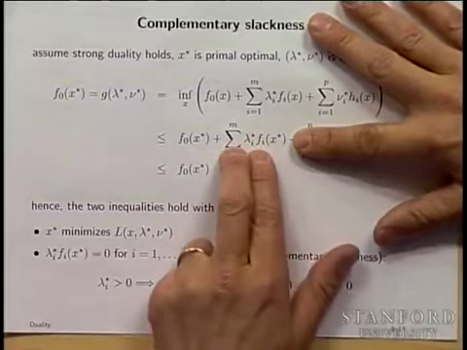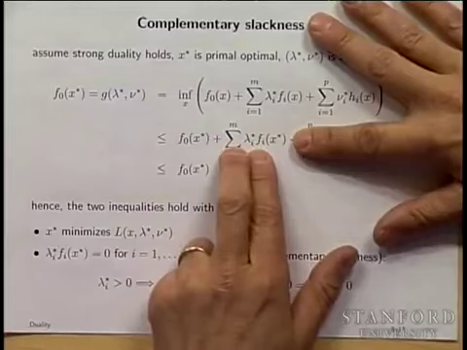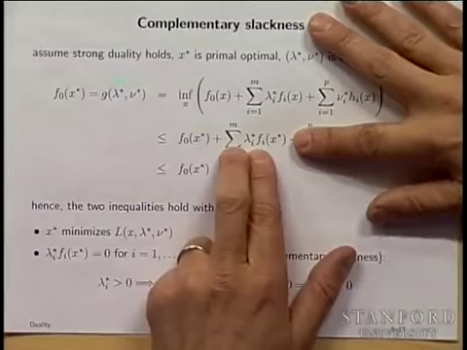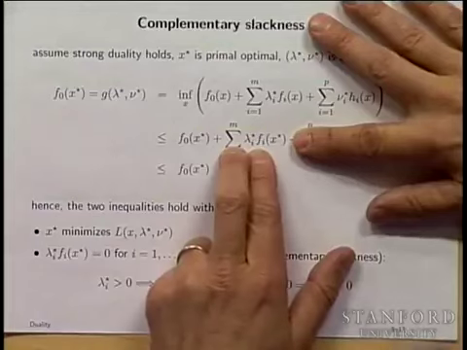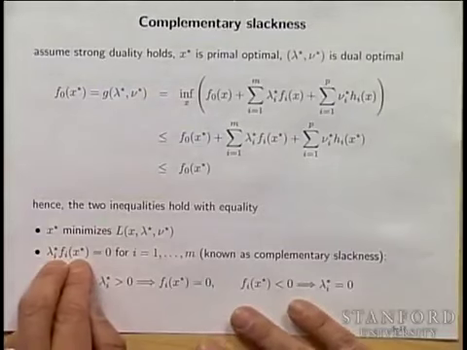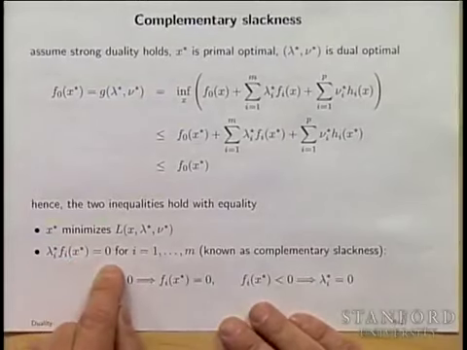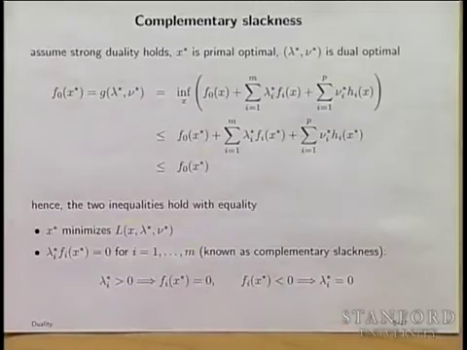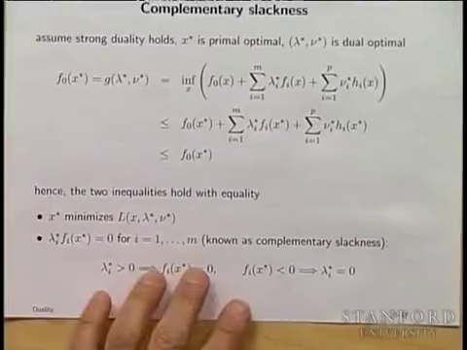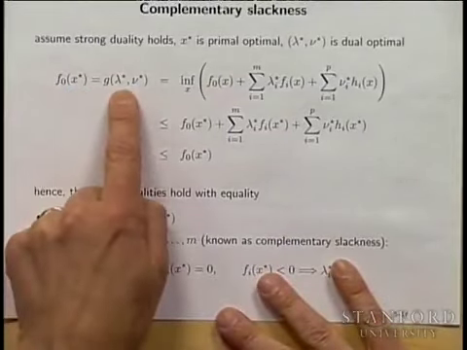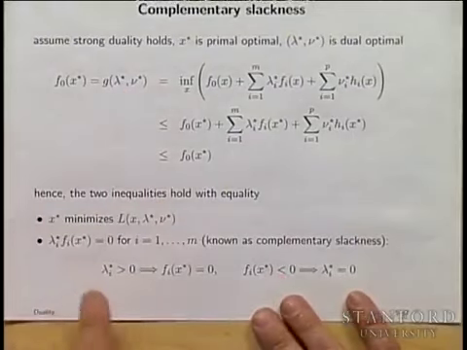But there's more than that. Wait a minute. This is a sum of numbers, all of which are less than or equal to 0. If you have a sum of numbers which are less than or equal to 0, and it's equal to 0, there's only one conclusion. Every single one of those numbers has to be 0. And that says the following. Lambda i star times fi of x star is actually equal to 0 for all of these. And that's known as complementary slackness. It says if you have any primal optimal point and any dual optimal point, the following must hold.